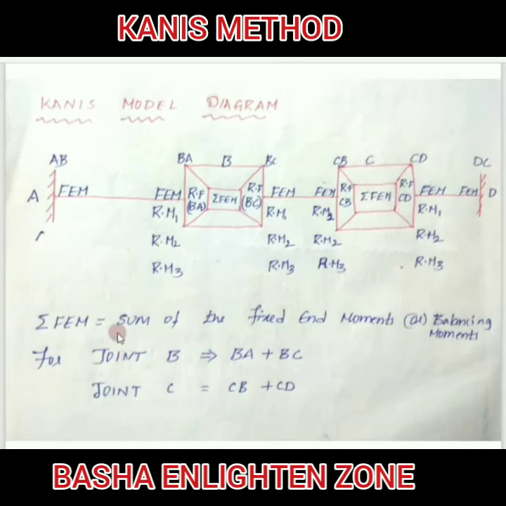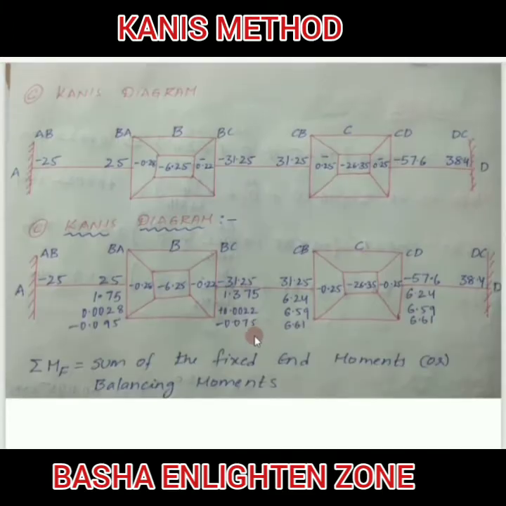See here, I already mentioned in the note points that sigma FM, the sum of the fixed moments, is also called the balancing moment. For joint B, we have to sum BA plus BC. For joint C, we have to sum CB plus CD. Then friends, see here in this particular diagram, I clearly mentioned already the FEM, RM like that. Our fixed moment for AB is minus 25, BA is 25, BC is minus 31.25, CB is 31.25, CD is minus 57.6, DC is 38.4.